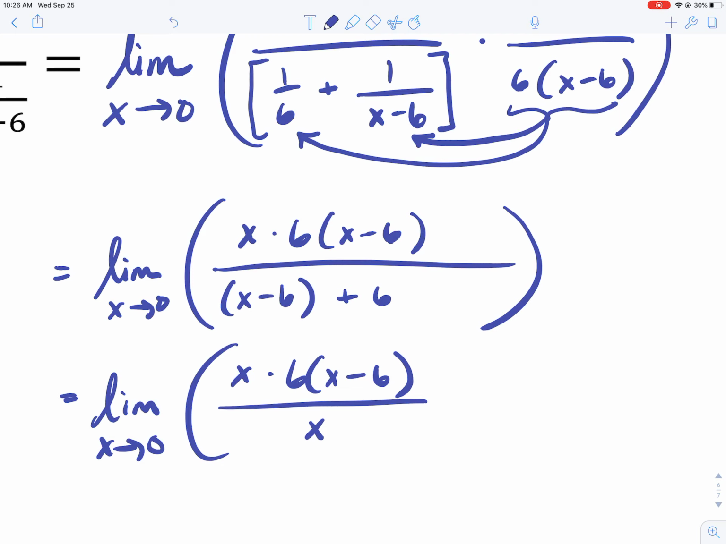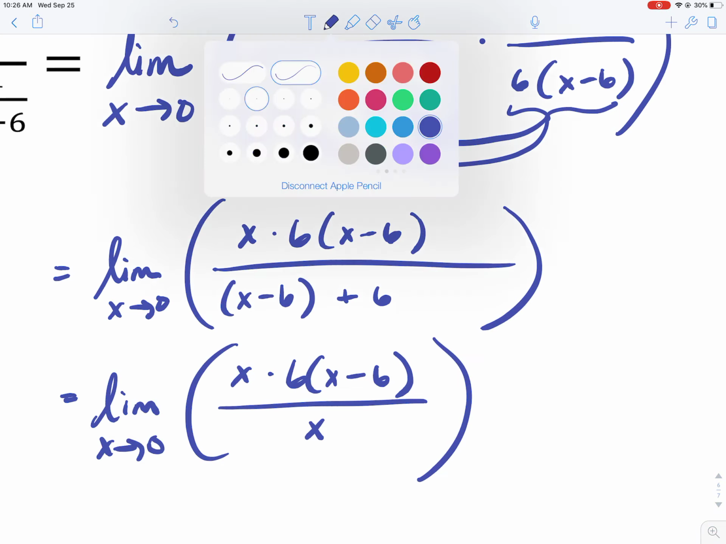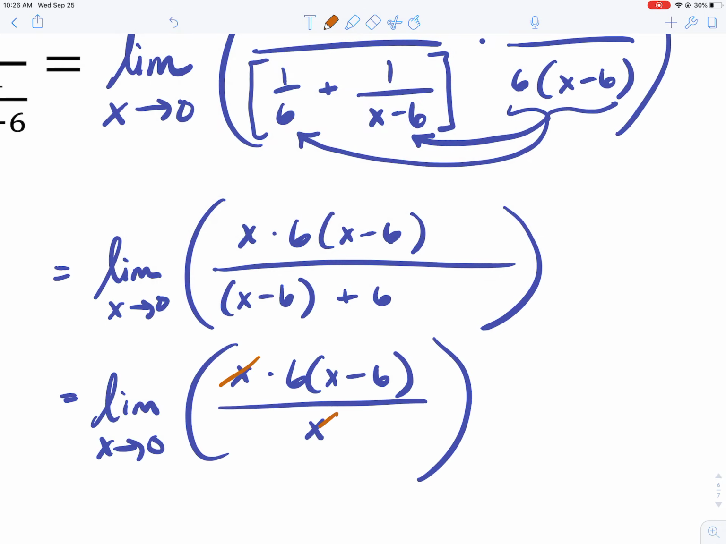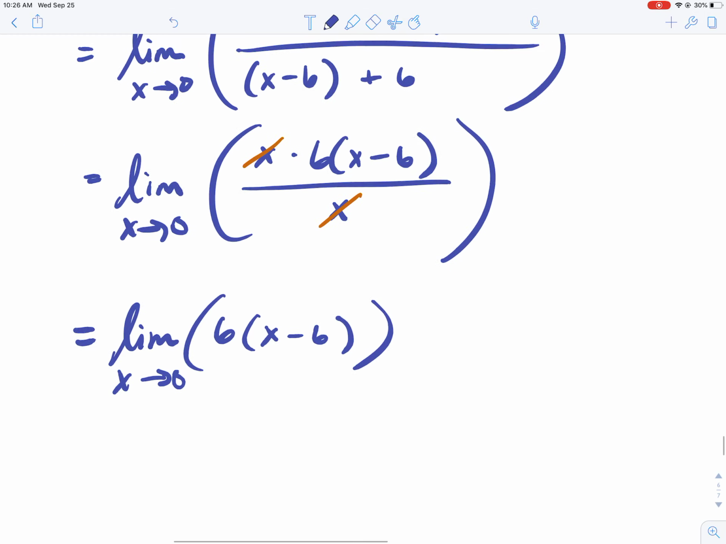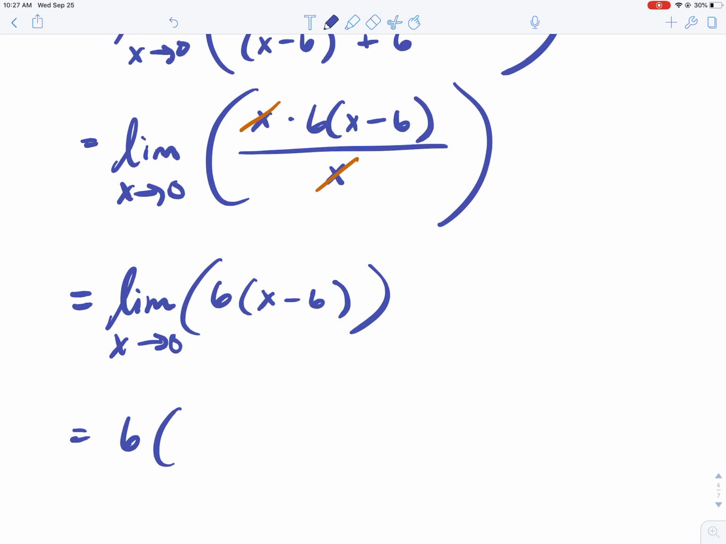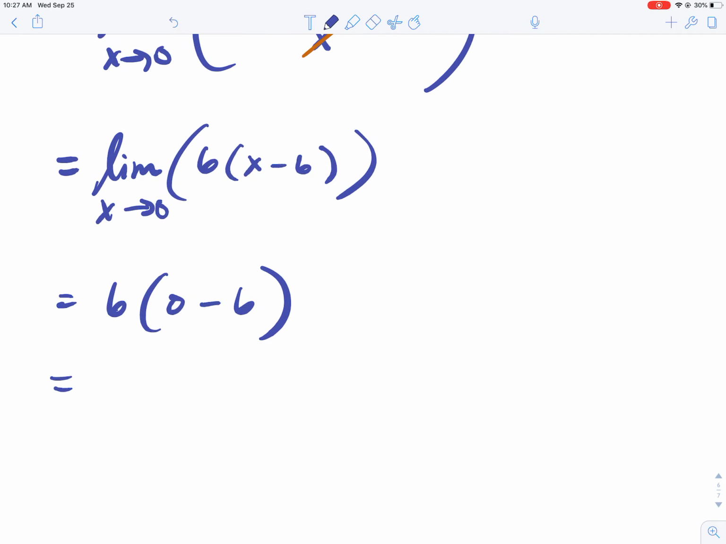I apologize, my allergies are crazy right now. The x's cancel, so we get rid of the bad guy that's causing that 0 over 0 with direct substitution. So now we can think about taking the limit as x approaches 0 of 6 times x minus 6. So use direct substitution. Once I use direct substitution, I can drop the limit notation. So I get negative 36 as our limit.